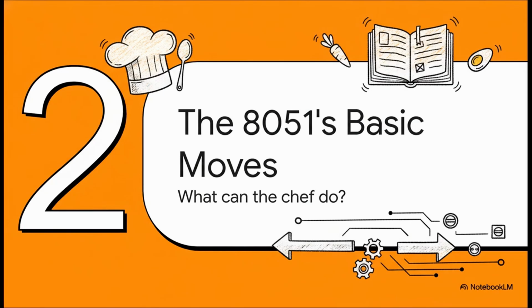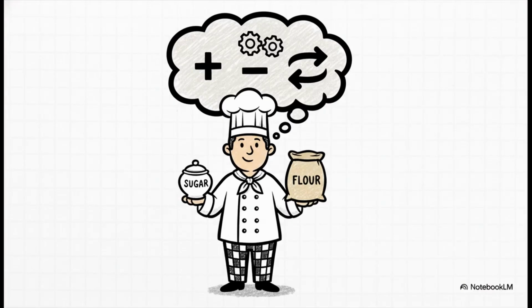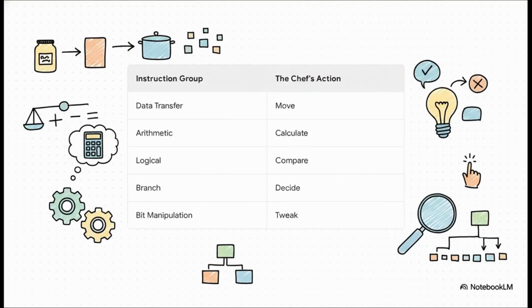Okay, so our chef can find all the ingredients. Now, what can they actually do with them? Let's look at the basic verbs, the actions, in the 8051's cookbook. Right, the recipe says take the sugar from bowl A and the flour from the pantry. What's the next step? This is where the core actions, the really fundamental instructions, come into play. So what's really amazing is that everything the 8051 can possibly do boils down to just 5 simple types of actions. Data transfer is just moving ingredients around.